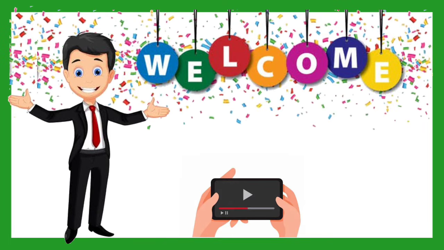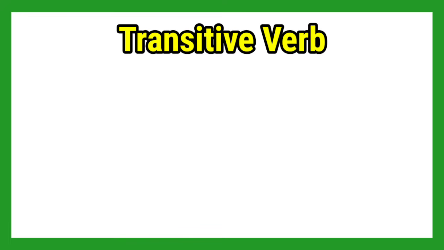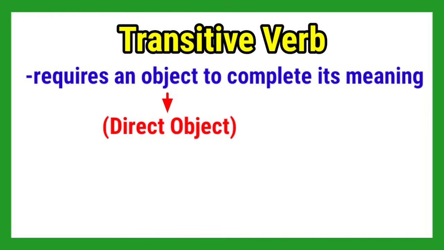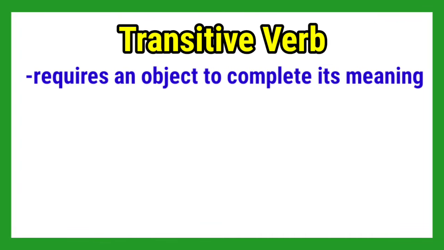In this video, we will be talking about transitive and intransitive verbs. Let us first talk about transitive verbs. A transitive verb is a verb that requires an object to complete its meaning. When you say object of the verb or direct object, it means that it is something or someone that receives the action. Let's take this as an example.